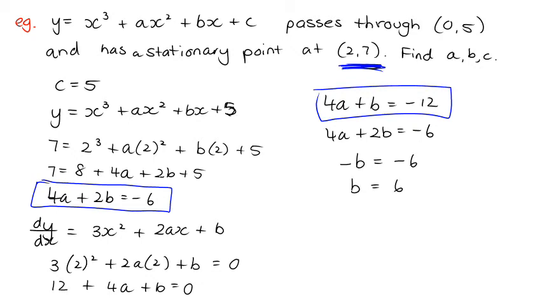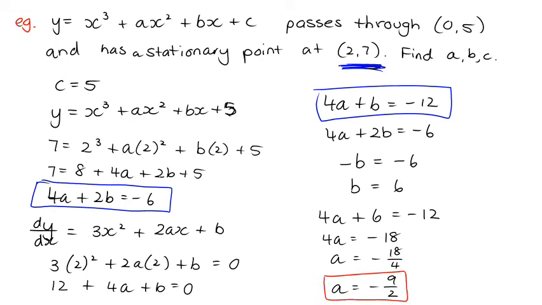What do we do once we have b? Sub it in. Sub it in, yep. We'll go for the top one because it's easiest. So b is 6, and 4a plus 6 equals negative 12. 4a, take away 6, so we get negative 18. Divide by 4, get negative 18 on 4. And we can simplify that to negative 9 on 2. So we've got a, we've got b, and we've got c.